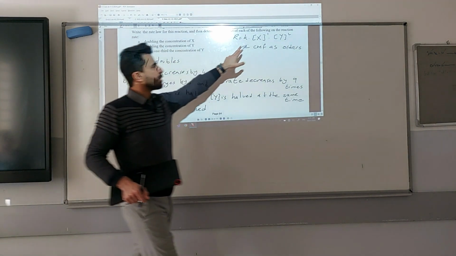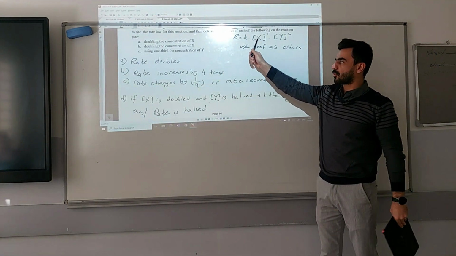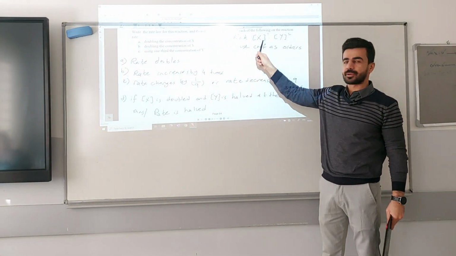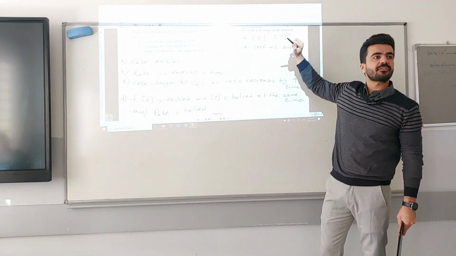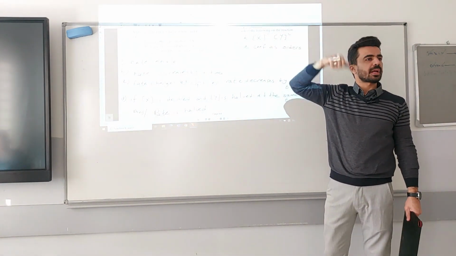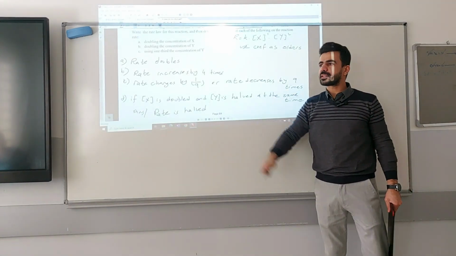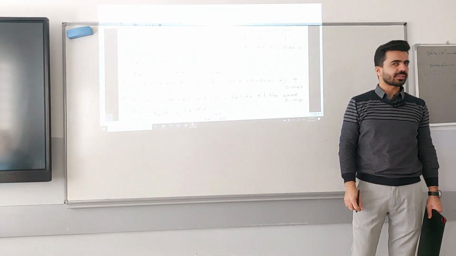Why? If X is doubled, you put 2 here. For Y it is 1/2, so 1/2 squared is 1/4, times 2 becomes 1/2 again. So the rate is halved. Okay, the rate is halved.